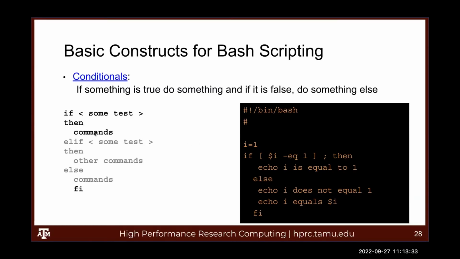Then some commands, else, some commands to do something else. And then you end with fi. So you start with if and you end with fi. On the right side here, you'll see an example of a small script that tests if i is equal to 1. It assigns variable i to 1, and then says if i equals 1, then write to the console i is equal to 1, or else write that i does not equal 1, and end if. So that's an example of a very simple if-then statement.